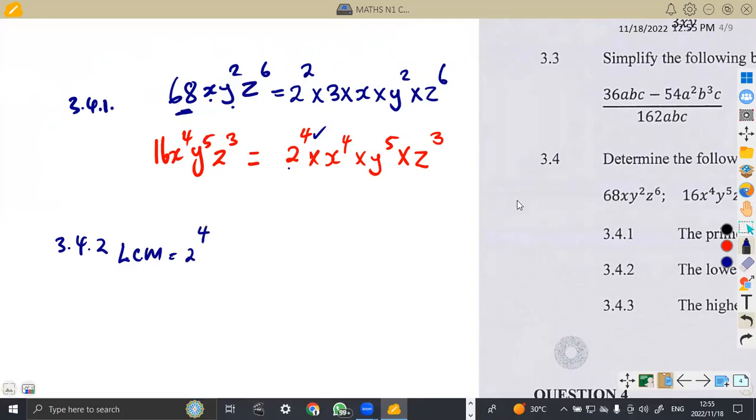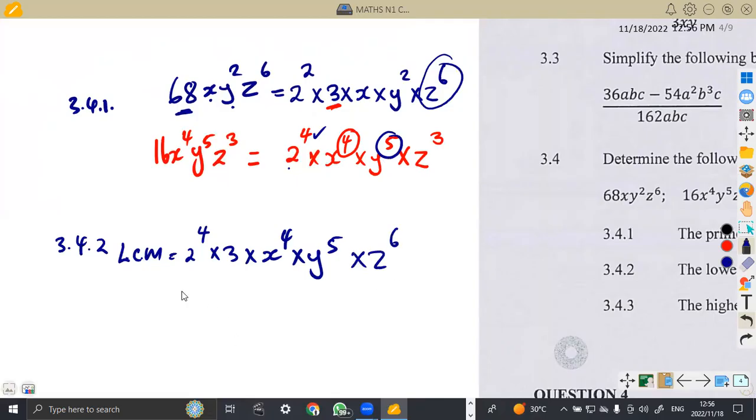Then we move on to 3. 3 is appearing here, so you have to take this 3 and multiply by 3. We move on to x. The one with the highest exponent is x to the exponent of 4. So we're going to multiply by x to the exponent of 4 times y. We've got y to the exponent of 5. Z, we've got z to the exponent of 6. So that is what you're going to have.